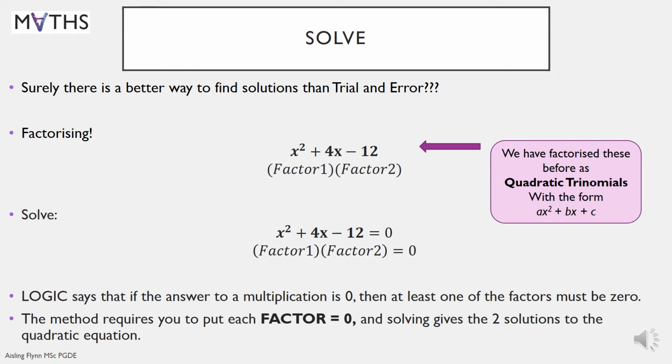The method requires you to put each factor equal to 0, and solving the little equations you get then gives you 2 solutions to the quadratic equation. A quadratic equation should always have 2 solutions. If you have x to the power of 2, you should always get 2 answers. So let's try that.